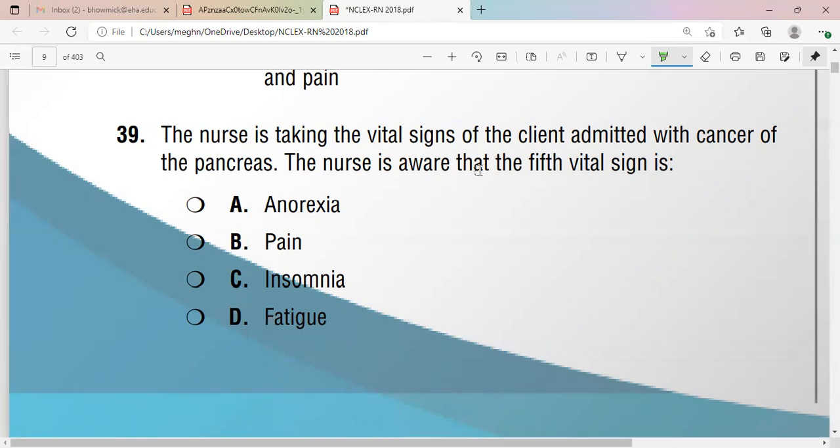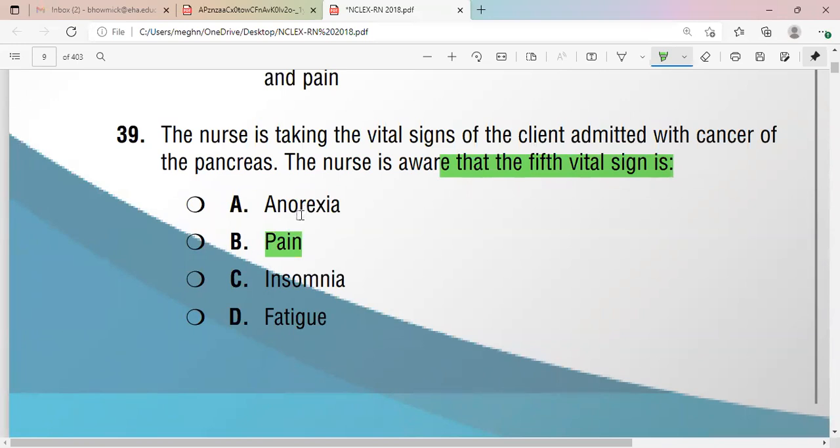Every student knows there are 4 vital signs: blood pressure, respiratory rate, pulse rate, and temperature. So what next? The next one is pain. So the answer is pain, and pain is the 5th vital sign. The nurse should assess and record the pain just as they would measure the temperature, respiratory rate, pulse rate, and blood pressure.